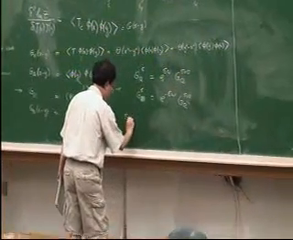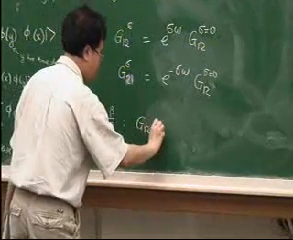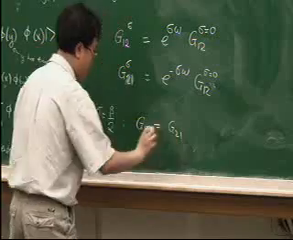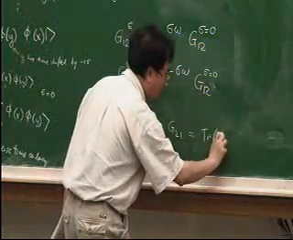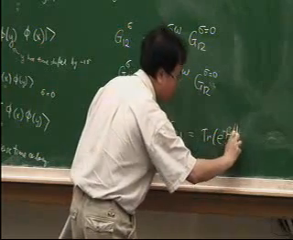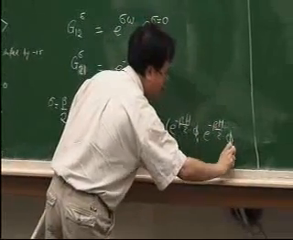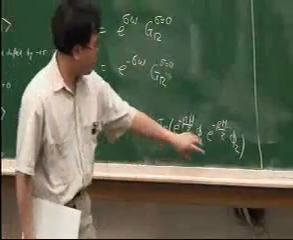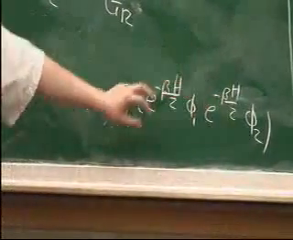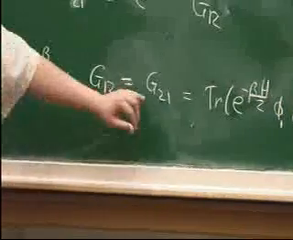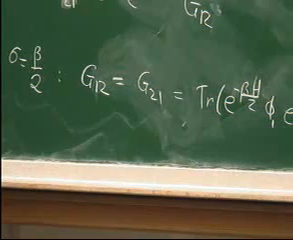When sigma is equal to beta over 2, this thing happens: G12 is equal to G21. Actually, it's easy to explain. It's basically everything becomes the trace of e to the minus beta H over 2, phi 1, e to the minus beta H over 2, phi 2, and you can use the cyclic property of the trace to show that G12 and G21 are equal to each other if sigma is equal to beta over 2.